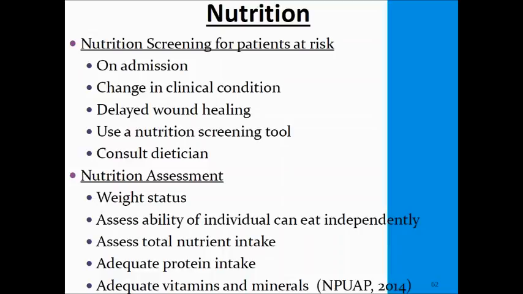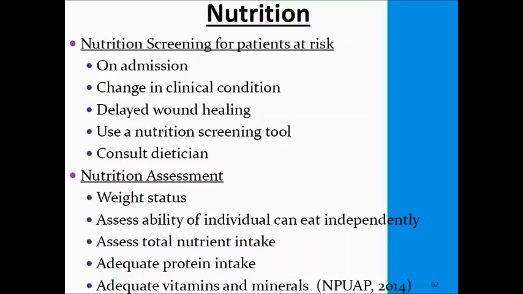So a nutritional assessment includes weight status. Identify significant weight loss greater than 5% in 30 days or greater than 10% in 180 days. You want to assess whether the individual can eat independently. Also assess the total nutrient intake. So you want to look at food, fluid, oral supplements, and enteral or parenteral feeds. You want them to have an adequate protein intake, and this is determined by the number of pressure injuries, comorbidities, the overall nutritional status, and their tolerance to interventions.